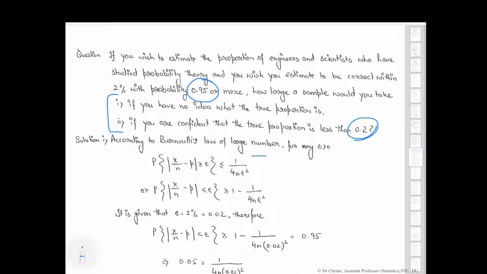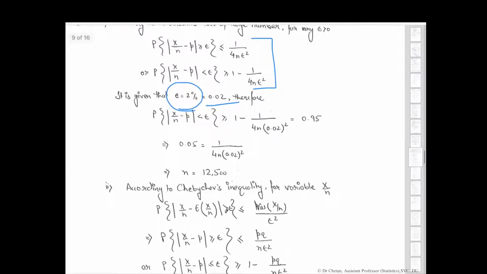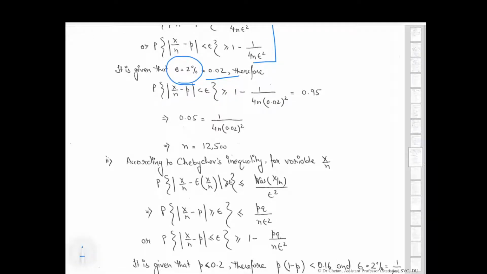According to the definition, Bernoulli's law of large numbers is given by this. It is given that epsilon is 2%, which means it is equal to 0.02. Therefore, this quantity is equal to this quantity. This thing is equal to 0.95, which is already given in the question. Therefore, n is equal to this quantity, which is the required sample size.